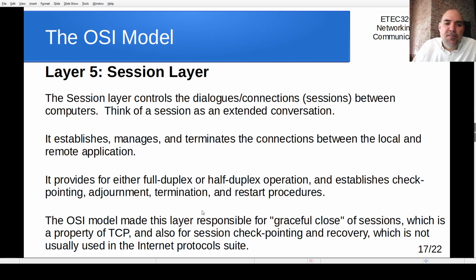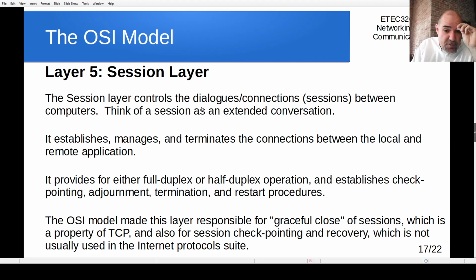All right, layer 5 is the session layer. And the session layer is responsible for setting up the conversation, saying, hey, I want to connect to you. The other one saying, okay, we're connected. And then at the end, one of them saying, okay, I'm done. And then the other one saying, okay, cool, let's close the connection and shutting down.